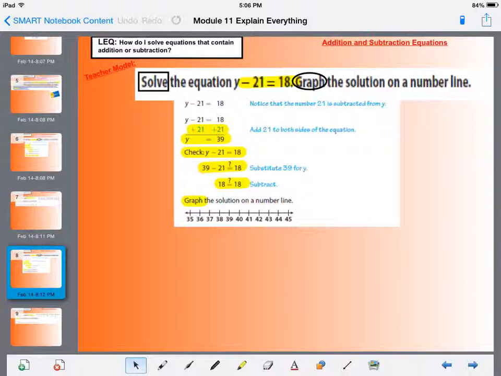Similarly, when asked to solve the equation y minus 21 equals 18, in order to solve for y, we're going to do the inverse operation of minus, which is plus 21 on both sides of the equal sign. Y equals 39, and then we're going to plug in 39 for y and make sure that that is a solution. 39 minus 21 is equal to 18, and so that did work. When we graph the solution on the number line, we are going to graph y equals 39.